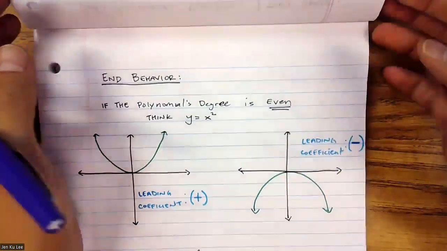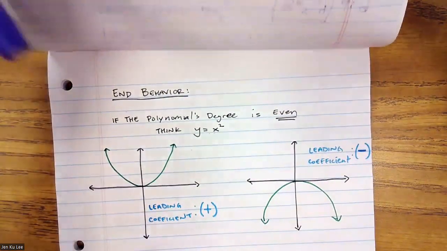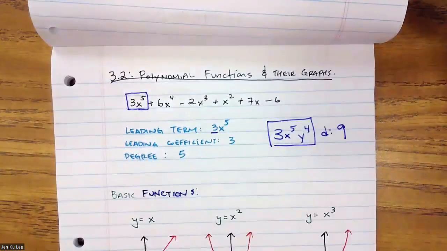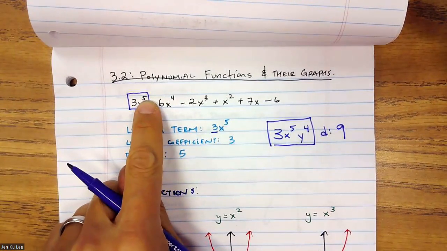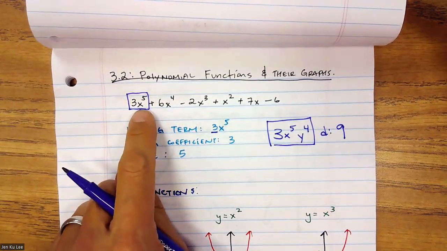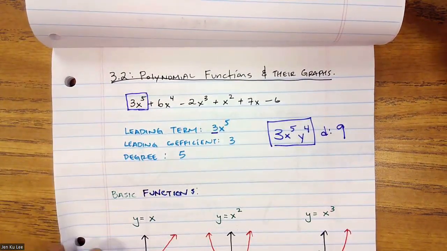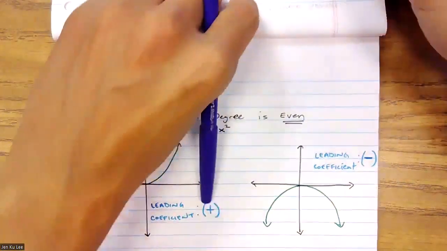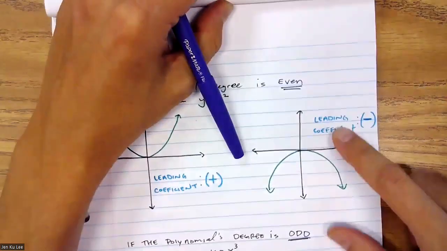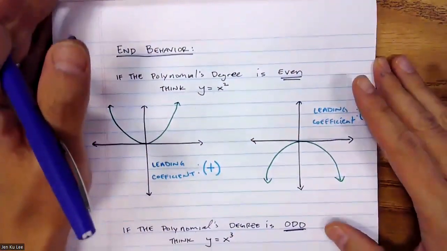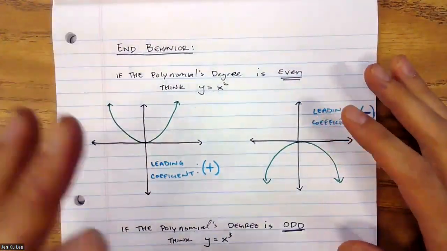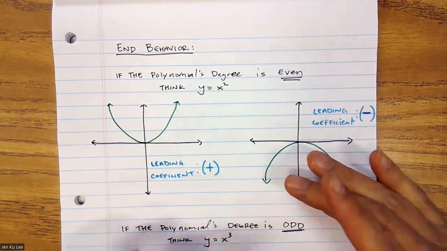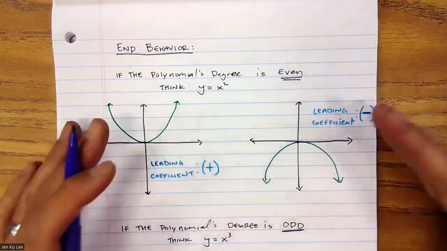Notice that in our first example here, 3x to the 5th, we're going to be graphing these types of functions, okay? And I have no idea what happens on 3x to the 5th. I don't know that graph off the top of my head. So we're going to break it down. When we're graphing, we're going to break it down by end behavior.